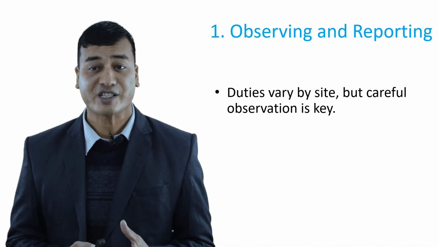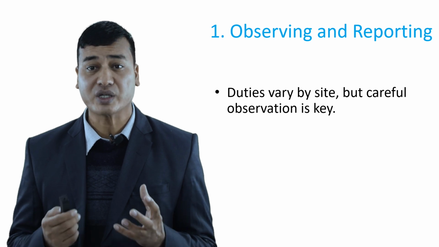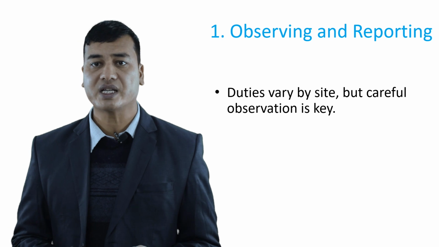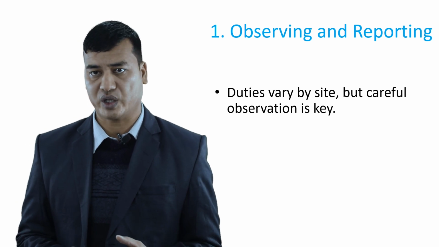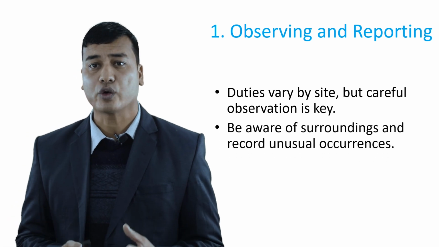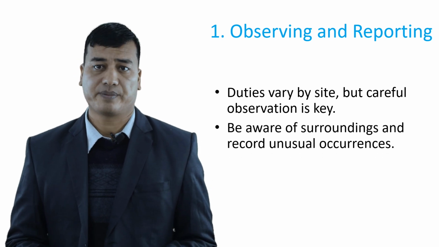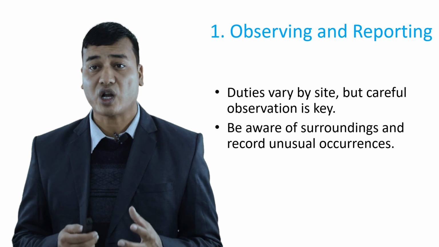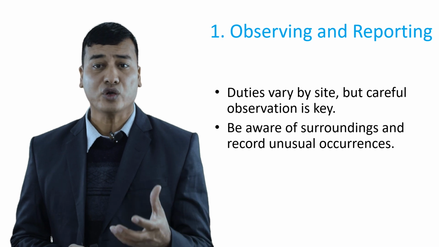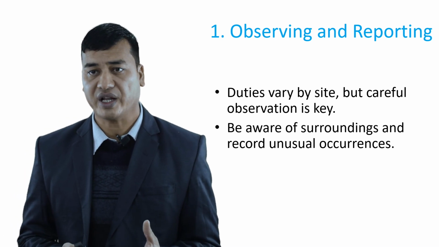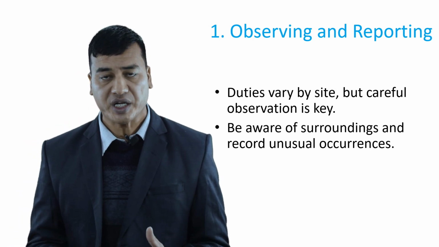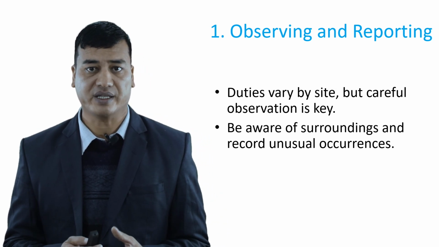Observation is not just seeing something. It is about gathering information on what you see, analyzing it, recording it and reporting it to the appropriate authority. Be aware of the surroundings and record unusual occurrences. You must know what is around your duty area and where things are located. If you notice something out of place or different, stay alert. It could mean something has already happened or something is happening.